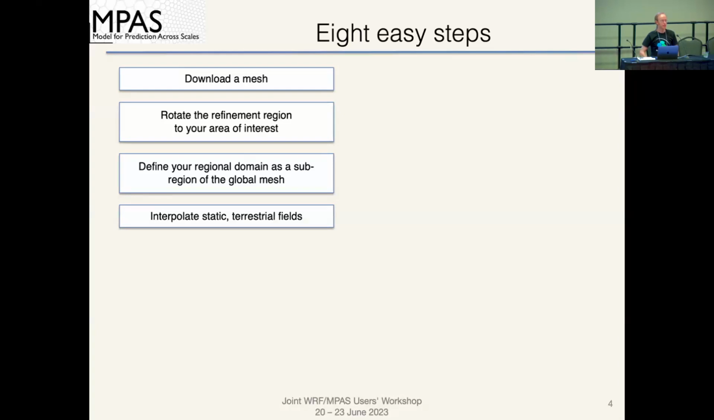Once we've done that, so far we just have a mesh. So just as we do with GeoGrid, we'd like to interpolate terrain elevation, land use categories, soil categories, deep soil temperatures, climatological albedos, vegetation fractions, all of the things that GeoGrid does. We're doing the same thing with a program called the Init Atmosphere Model Program.